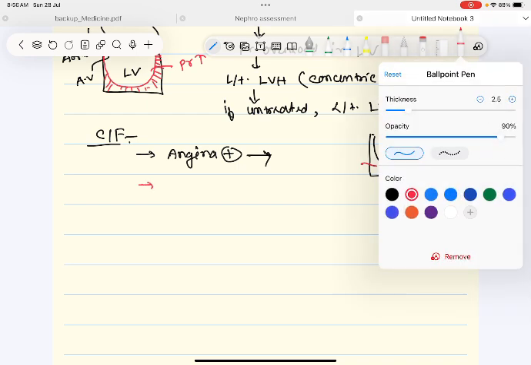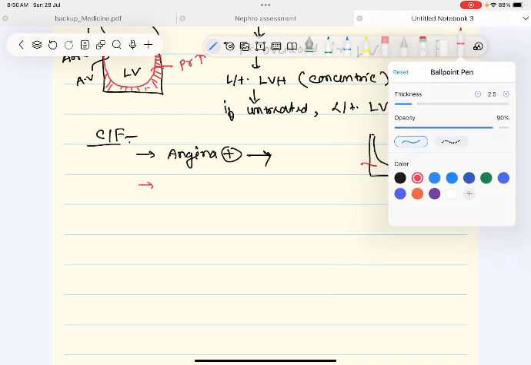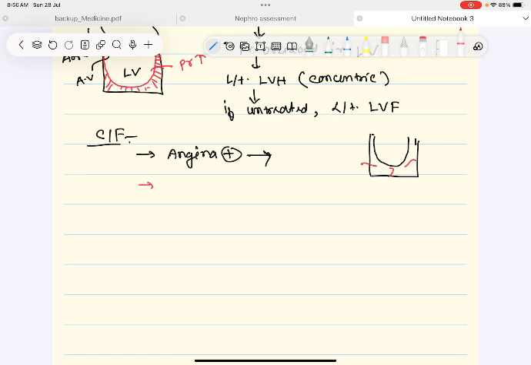And the second symptom is dyspnea, due to fixed cardiac output. And the third symptom is syncope. Usually it is exertional syncope.